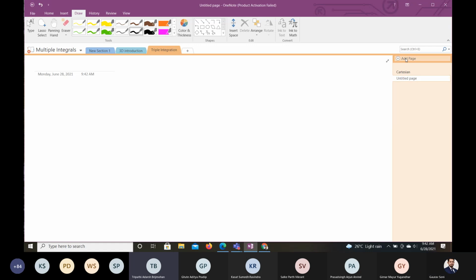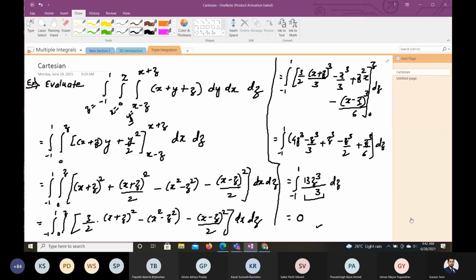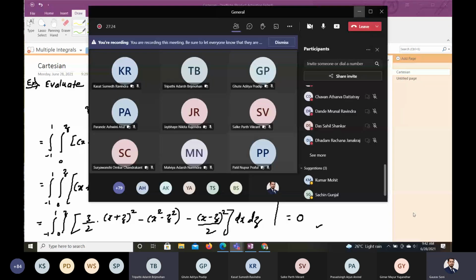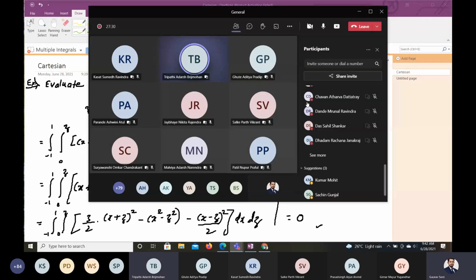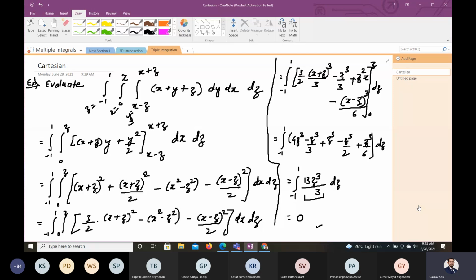Excuse me, sir. Yes. Sir, can you go back to the previous slide, please? So here we haven't integrated with respect to z. If we do that, then it will become an even function, no? Z to the power 4 will be there. Let it be, what comes after integration doesn't matter to us.